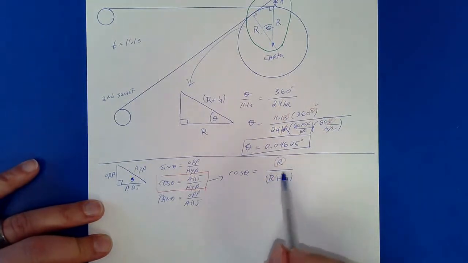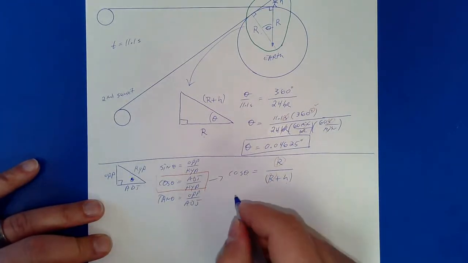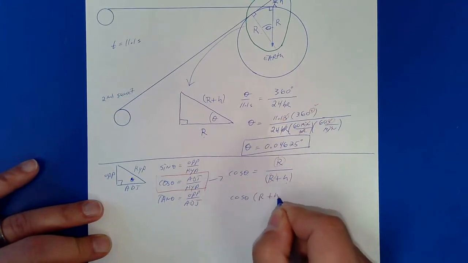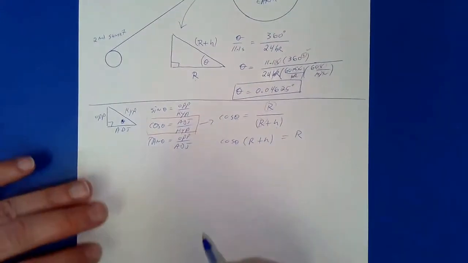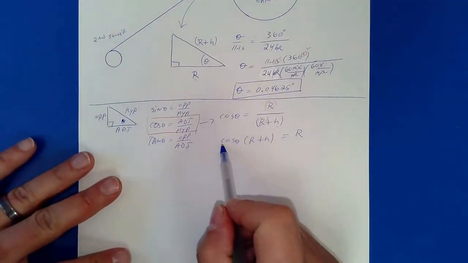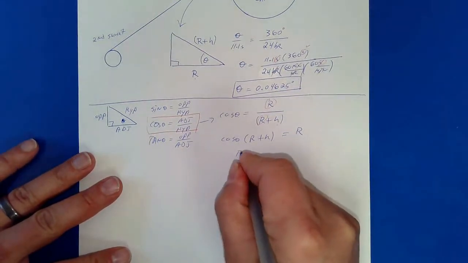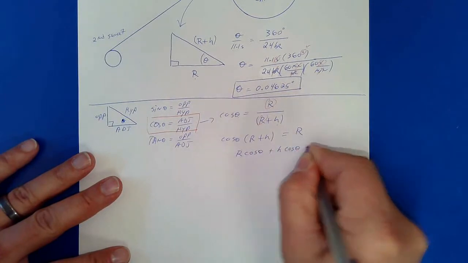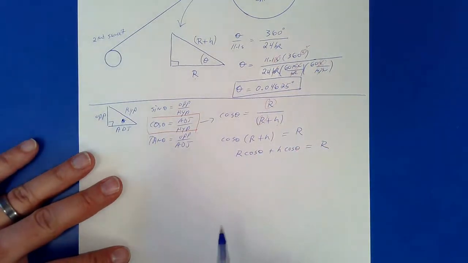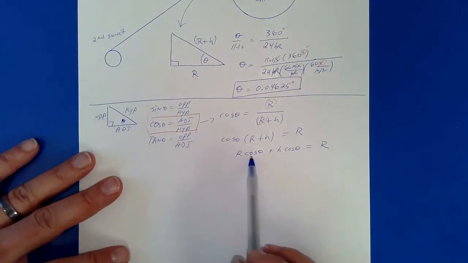The first thing I'm going to do is multiply both sides by r plus h. That gives cosine theta times r plus h equals r. Next, I'm going to multiply cosine theta through to get rid of the parentheses. That gives r cosine theta plus h cosine theta equals r. I have an r term on this side, which is just r times a number.